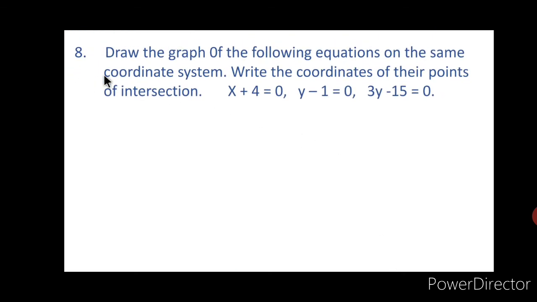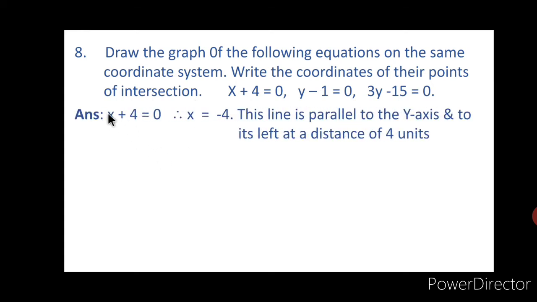Then the 8th question is, draw the graph of the following equations on the same coordinate system. Write the coordinates of their points of intersection. These equations are given here. x plus 4 is equal to 0 means x is equal to -4, and this line is parallel to the y-axis and to its left at a distance of 4 units.